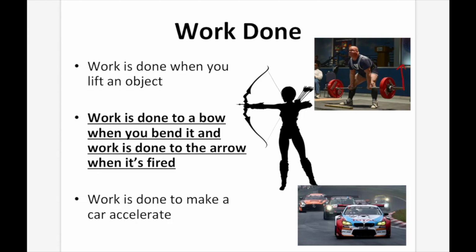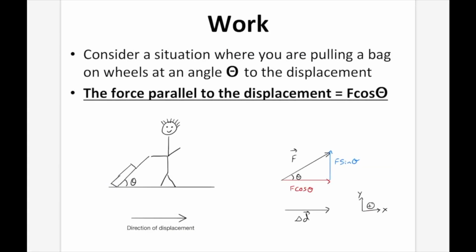So when you bend the bow, you go from the bow being like this to like this. That stores energy inside the bow. When you release the string at the back, that transfers the energy from the bow itself to the arrow, giving it energy of motion, otherwise known as EK. And work is done to make a car accelerate by its motor. The motor spins, it causes the tires to turn, causes the car to go forward.